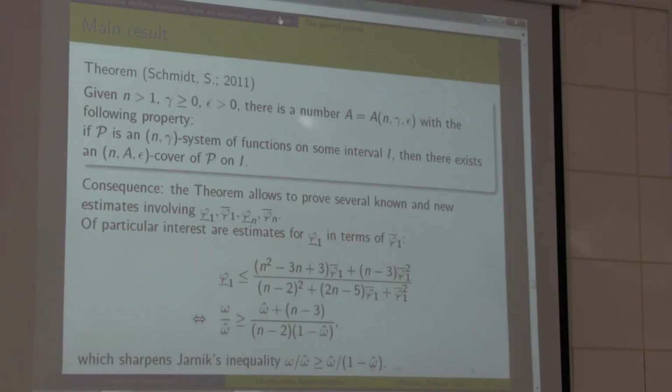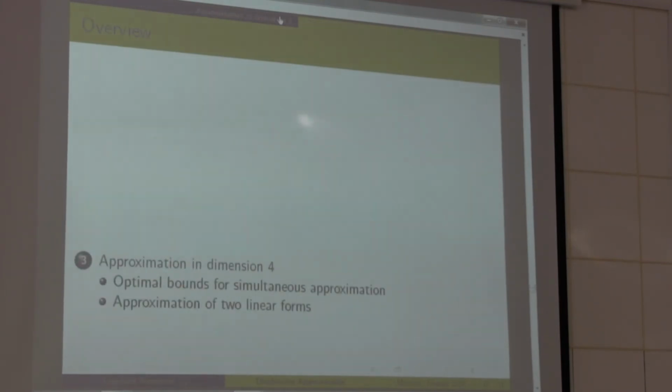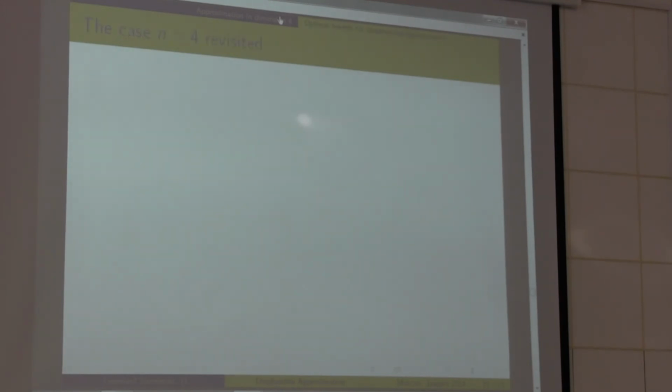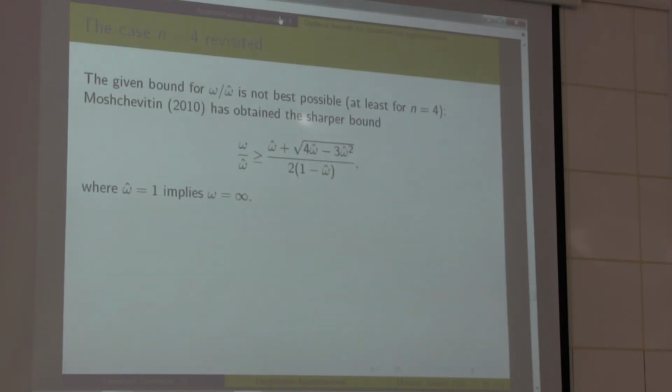Okay, so we have an estimate for the quotient omega divided by omega hat for all n greater than 3, and better than Yannick's for all n greater or equal to 4. This is also the starting point for my last section, which is approximation in dimension 4. So let's come back to the problem that we just dealt with, namely the bound for omega divided by omega hat in this case.